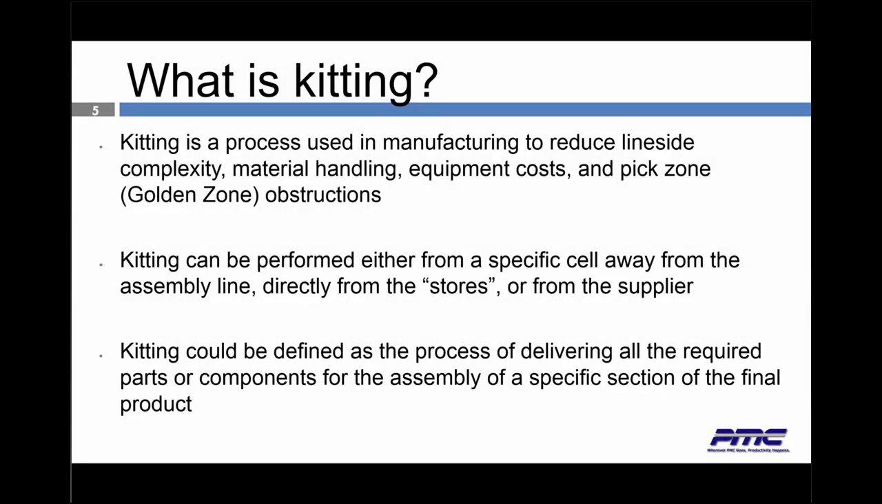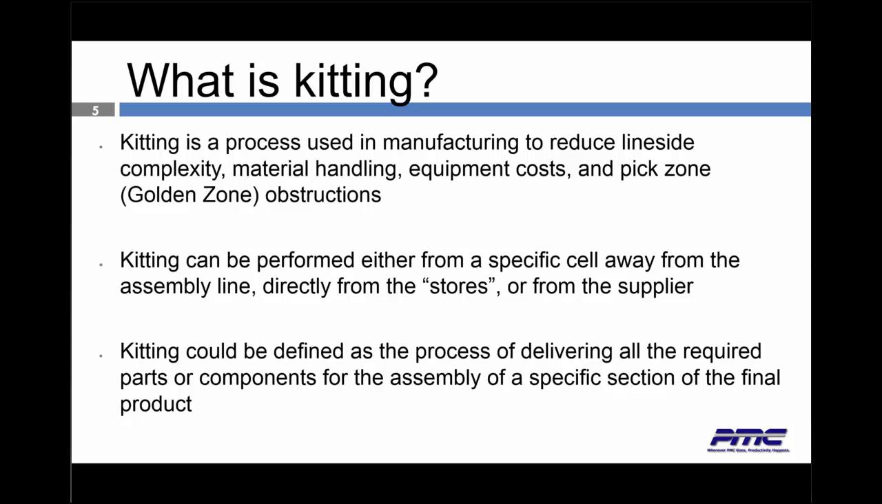What is kitting? Kitting is a process used in manufacturing to reduce line side complexity, material handling, equipment costs, and golden zone obstructions. A little bit on golden zone to talk about it. Golden zone is the best for the operator to be able to pick, without them having to turn around, move to the side, or stretch. It is just the best point for them to pick. You can't always reach the golden zone, but utilizing kitting does minimize getting outside of the golden zone.